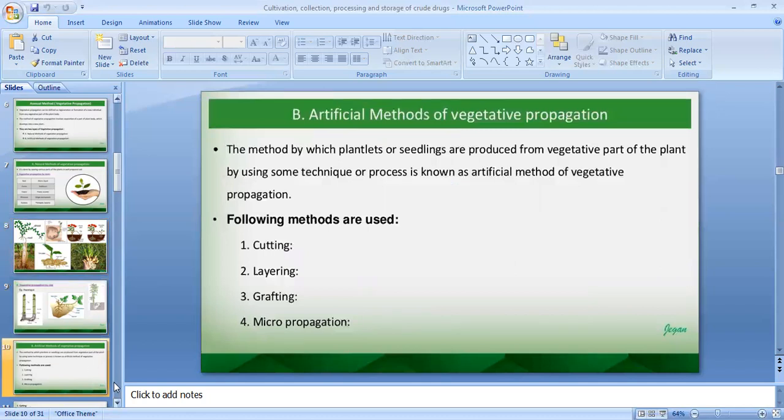B. Artificial method of vegetative propagation. The method by which plantlets or seedlings are produced from a vegetative part of the plant by using some technique or process is known as artificial method of vegetative propagation. The following methods are used: cutting, layering, grafting, micropropagation.